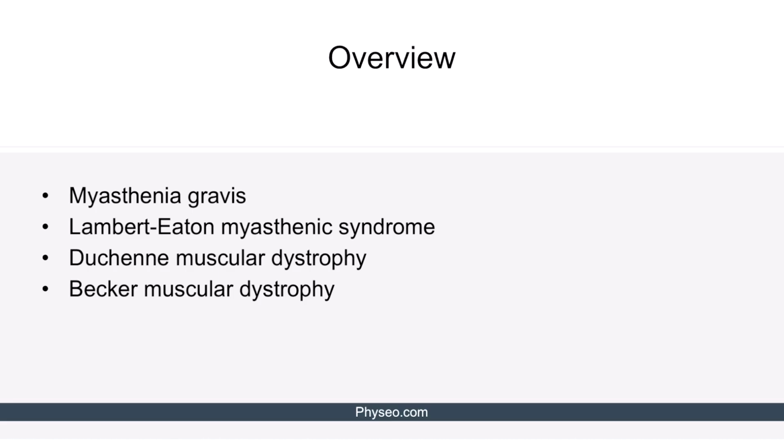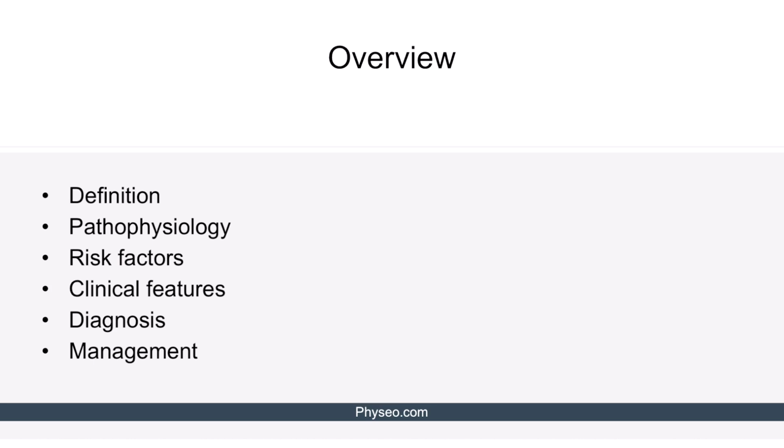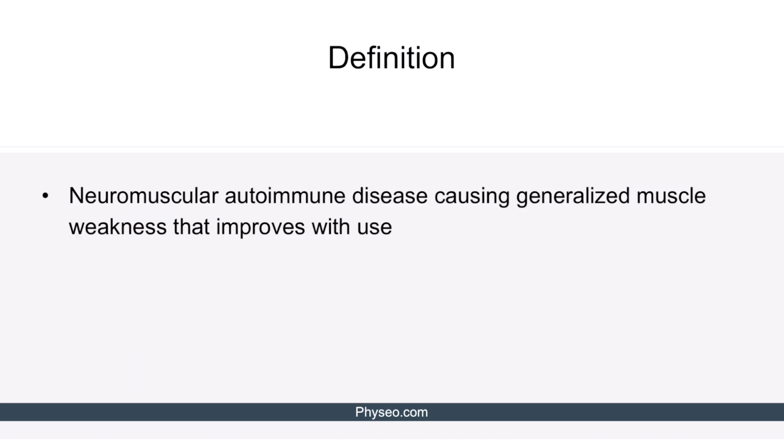All right, our next topic will be Lambert-Eaton myasthenic syndrome. Again, with Lambert-Eaton myasthenic syndrome, we'll be discussing the definition, pathophysiology, risk factors, clinical features, diagnosis, and management. So let's start with the definition. Lambert-Eaton myasthenic syndrome is a neuromuscular autoimmune disease that causes generalized muscle weakness that improves with use.